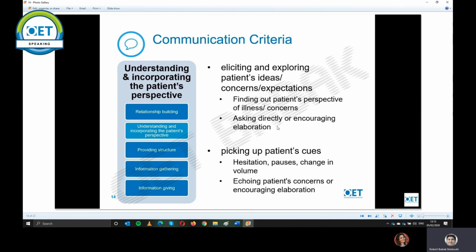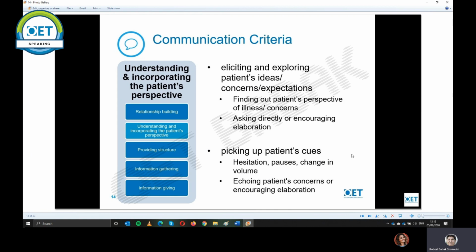Then you explore this. You ask more. You say, okay, what do you mean? Can I ask you more questions? And you ask more questions. Sometimes the patient doesn't tell you, or sometimes the patient has another idea, concern, or expectation that they just mention in passing. We call these cues. Okay, picking up patient cues, like hesitation, pauses, change in volume of the speech.